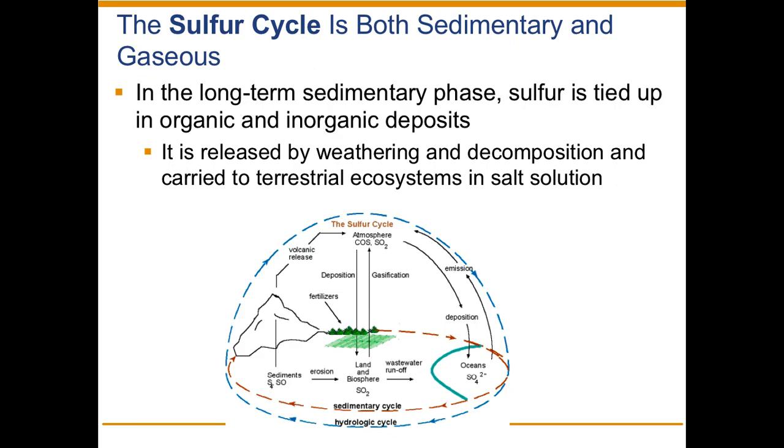The sulfur cycle is less well known, but it has a similar makeup to the nitrogen cycle in that it does have an atmospherically available component. In the long term, it's tied up in sediments, but again, it can be released through weathering and biological activities. It can release sulfur into the atmosphere. It becomes atmospherically available through precipitation or even gas exchange at the ocean surface by phytoplankton.